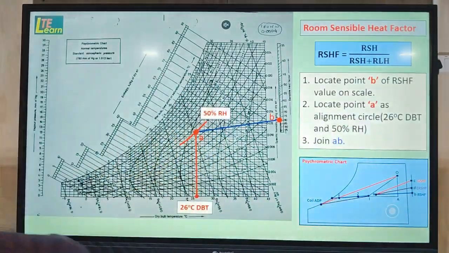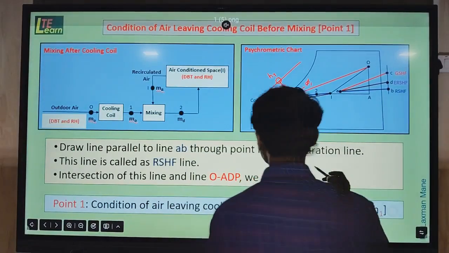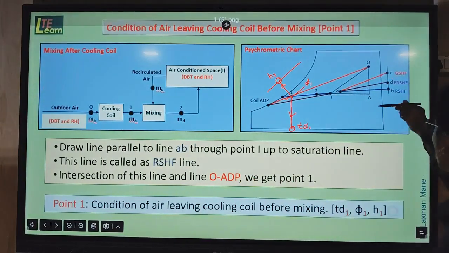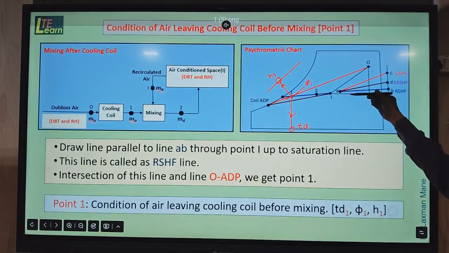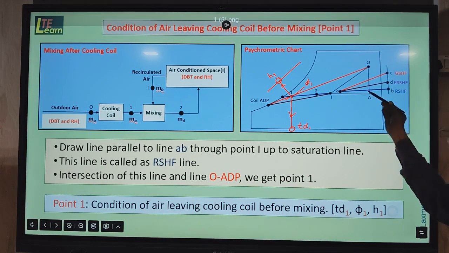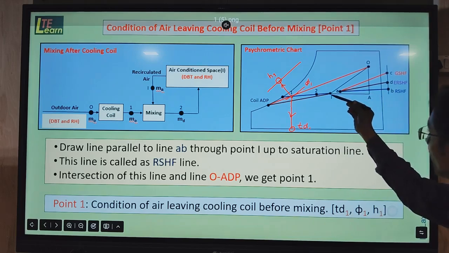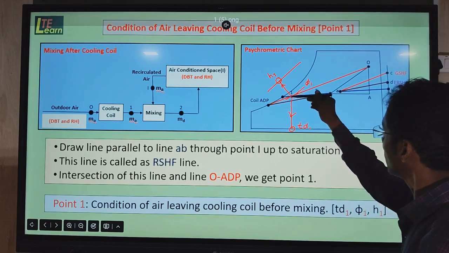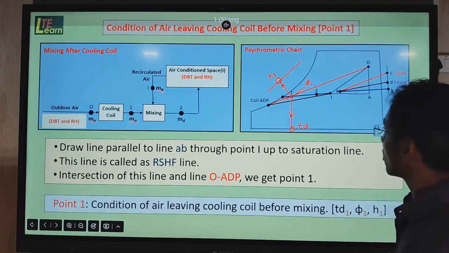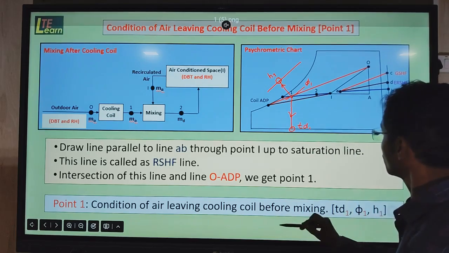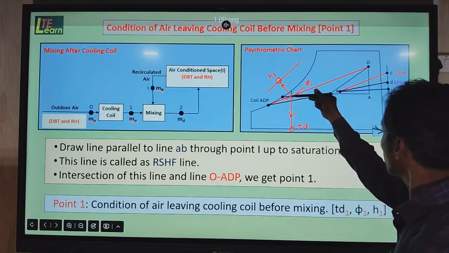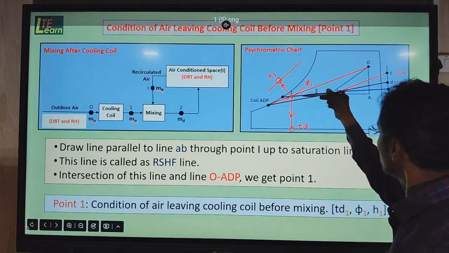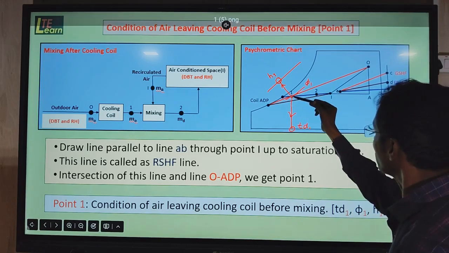So here we have this line AB, blue color line. To this line we draw a parallel line through point I up to saturation line. This is a blue color line. So this line is called as room sensible heat factor line. Then here this blue color line and this red color line are intersected and we get point number 1.